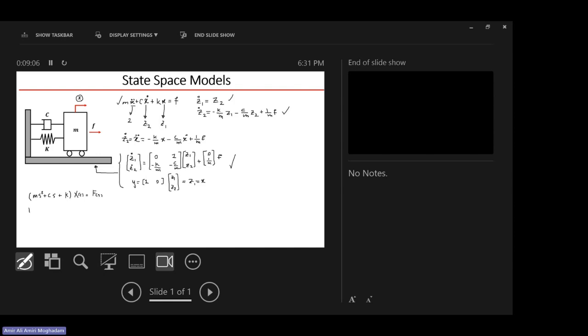Now, a transfer function is the Laplace of output divided by input. In this case, x divided by f, and that's going to be equal to 1 over m s square plus c s plus k.